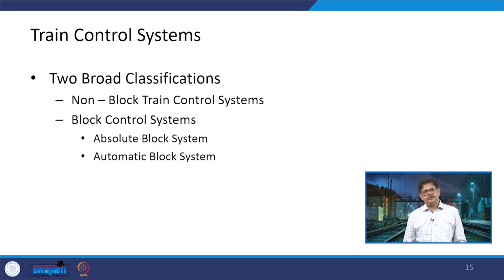Now, coming to the train control systems back, again there are classifications in terms of whether you are talking about the non-block systems or the block systems. In the case of non-block systems, again there are around 5-6 types of ways in which the train movements are controlled on the tracks. We will be discussing those a bit later. But when you talk about the block control systems, then there are again a number of things. The absolute block system and automatic block system, centralized systems are also there. In today's discussion we are going to focus on the absolute block system.